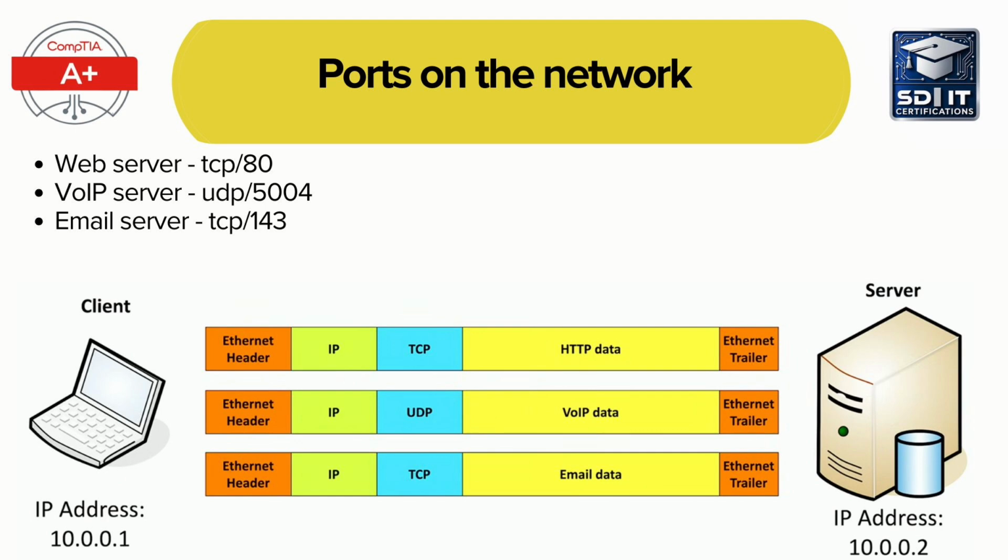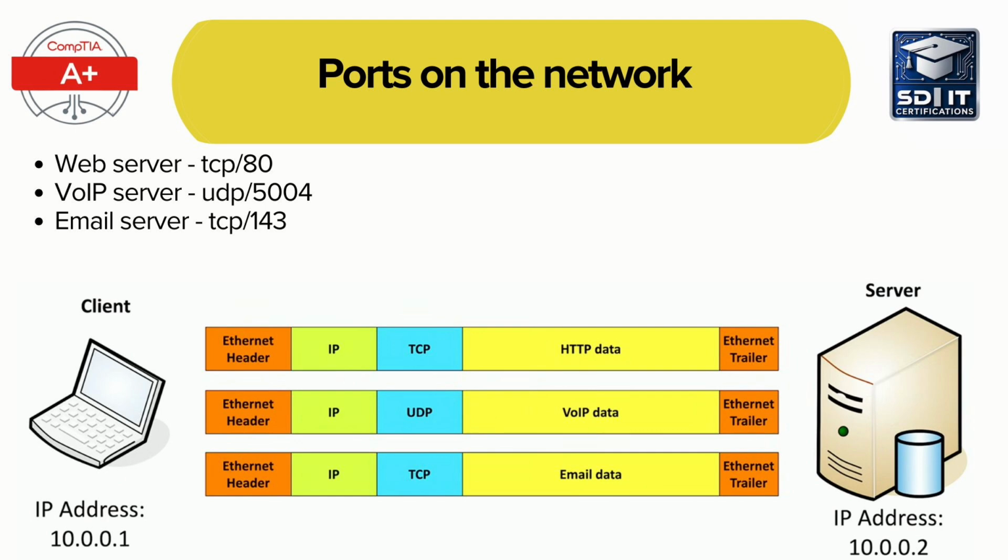In this example, we have a server, and on this server are 3 different services. There's a web server running at TCP port 80, there's a voice over IP server running at UDP port 5004, and an email server using TCP port 143. That means we'll have 3 different types of communication going between our client and our server. Notice that our client has an IP address of 10.0.0.1, and our server has an IP address of 10.0.0.2.